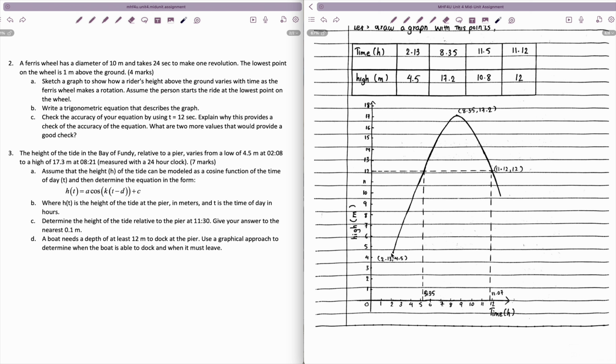This is the time-height graph, and in the graph we can see that the boat will be able to dock at approximately 5 hours 35 minutes, and must leave at approximately 11 hours 07 minutes.